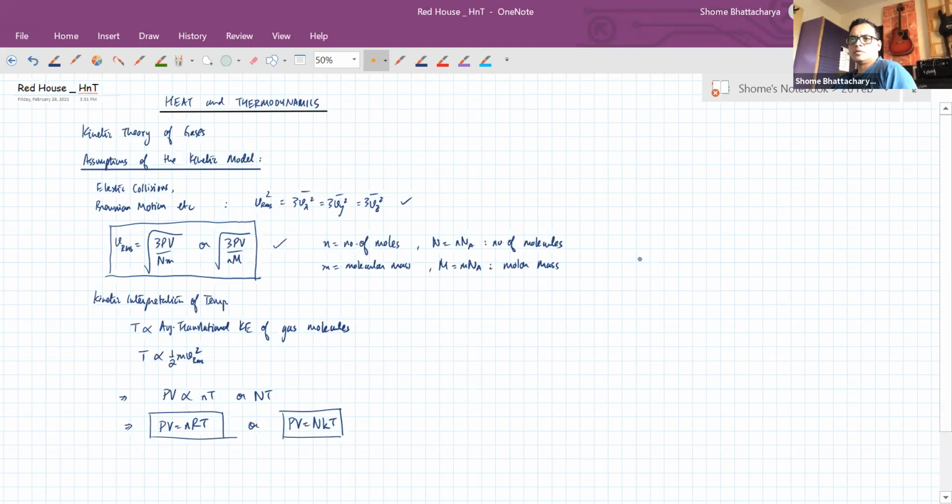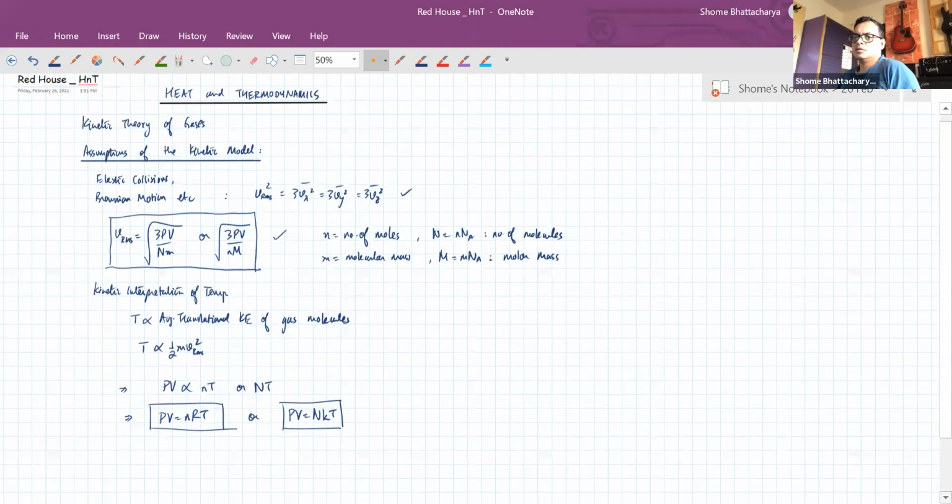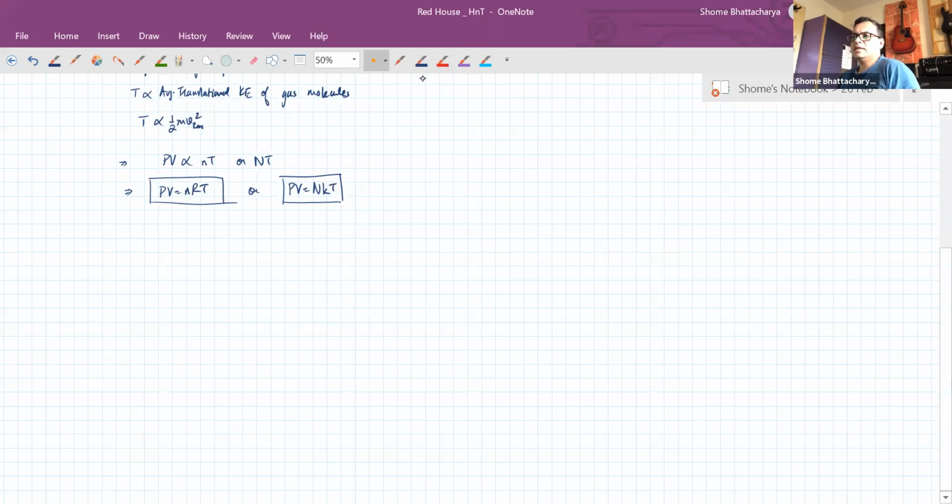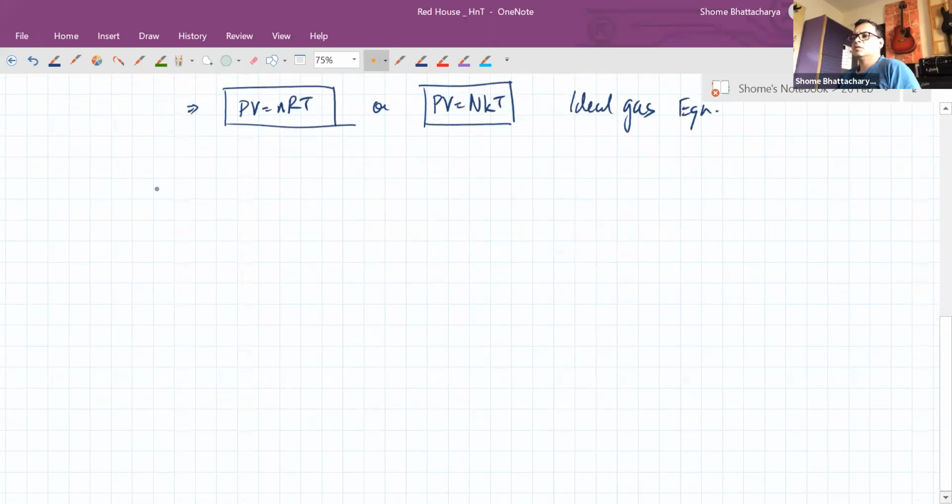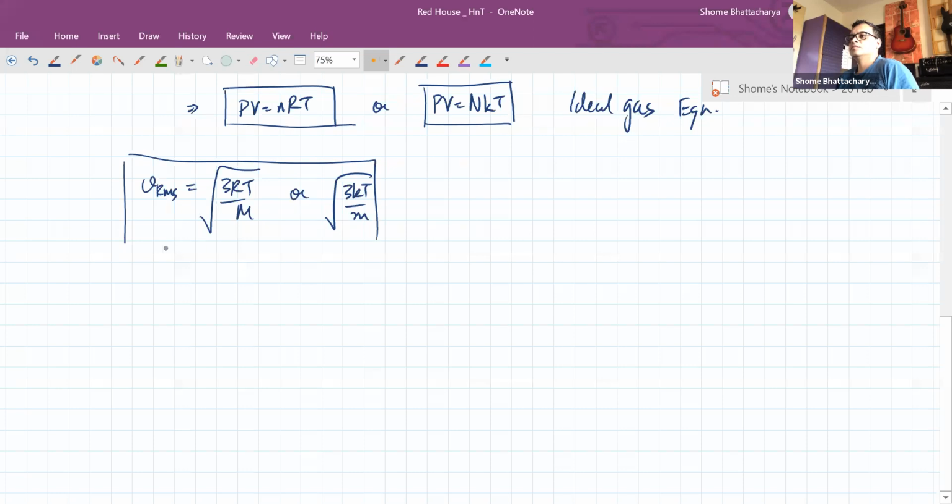Okay, so this was this part of it. Now the next part of it is, once we have this kinetic interpretation of temperature, and from this the ideal gas equation, now we can see that RMS speed can be related with temperature, and therefore this becomes 3RT by capital M or 3kT by small m, where of course R we know is the universal gas constant, and k is R upon Avogadro's number, and this is called the Boltzmann constant.